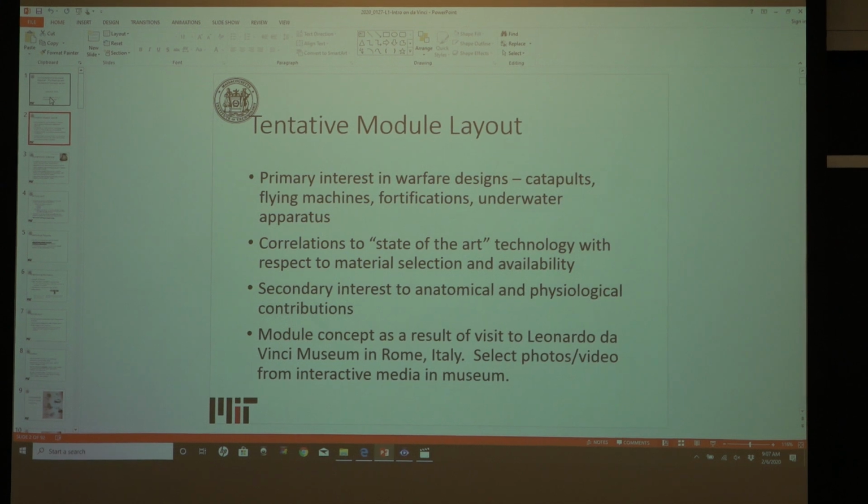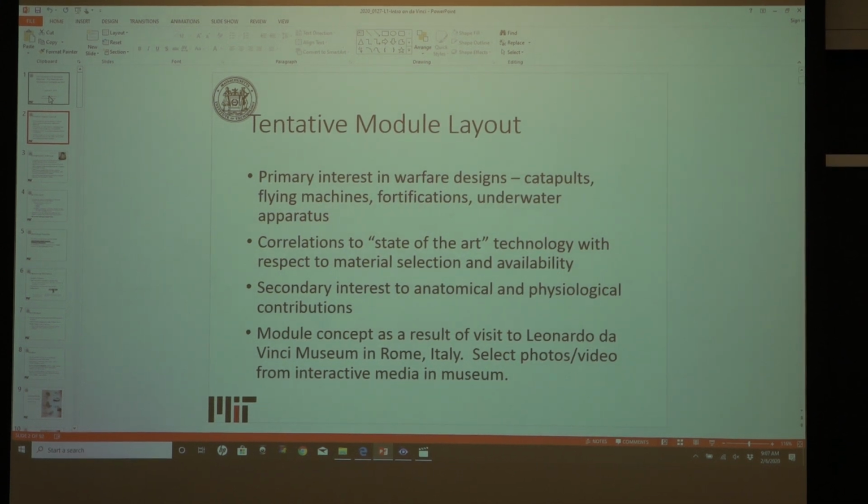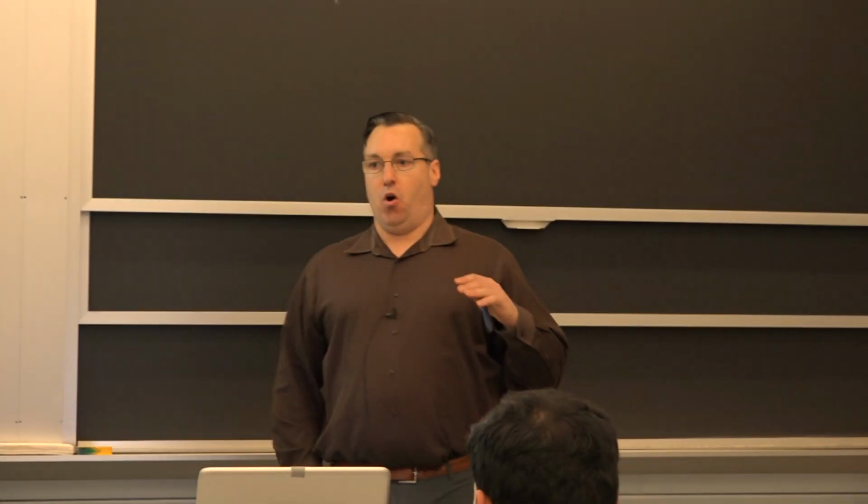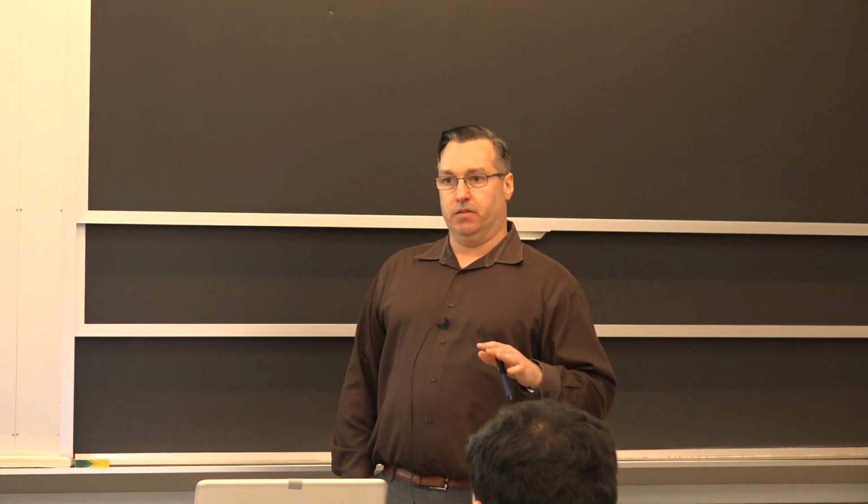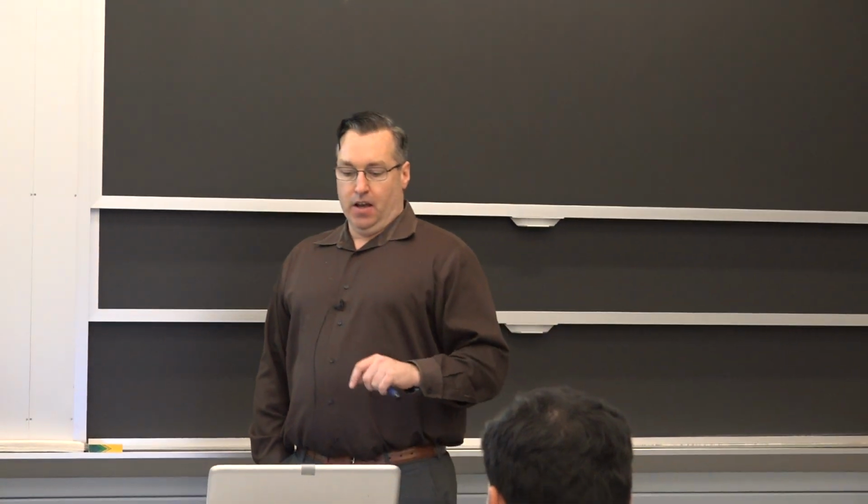All right, so the tentative layout for this module. For the most part, the lectures are going to deal with Da Vinci as war engineer designer. Most people know him for his artwork, Da Vinci, The Last Supper, but this is going to touch base more on what he designed in terms of weaponry, okay? He's known for catapults, flying machines, as well as underwater apparatuses, so scuba designs, things like that.